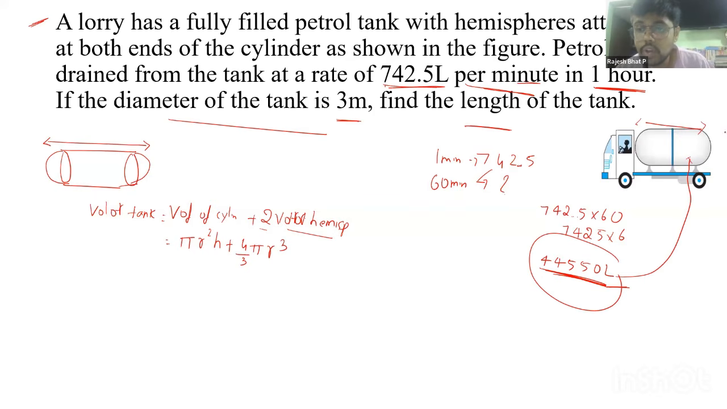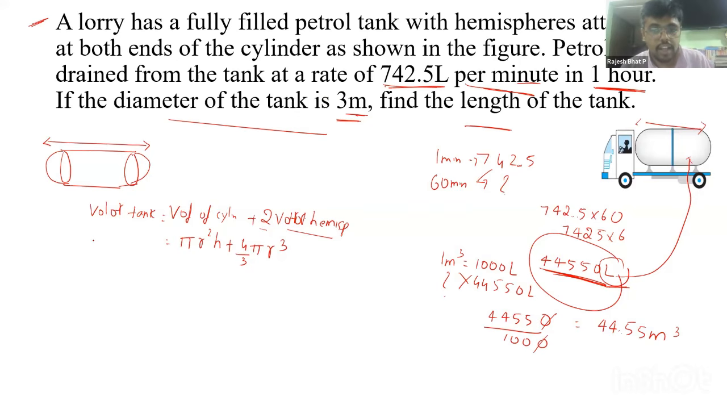But it is in liters, sir. Now see, all the dimensions are in meter. How can this be liters? So now be very careful. Again, go to the basics. 1 meter cube, how much can you fill? 1000 liters. For 44550 liters, how much meter cube? Cross multiply. Basically, 44550 divided by 1000, so the zeros cancel. You'll be left with 44.55 meter cube. So the volume of tank, which is already given in the question, is 44.55.